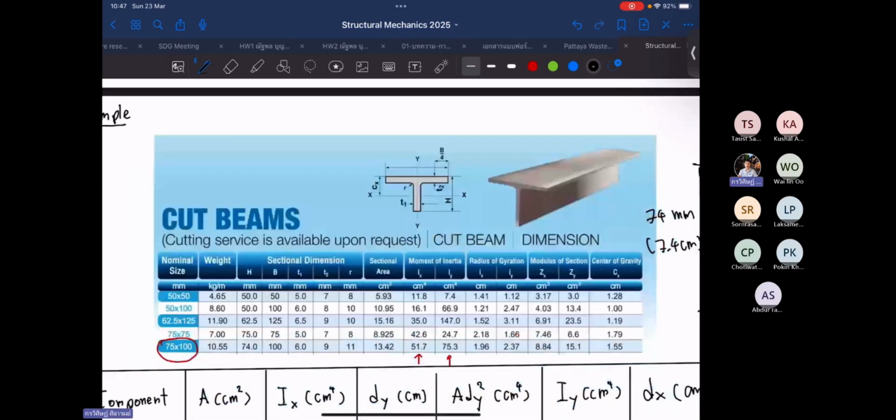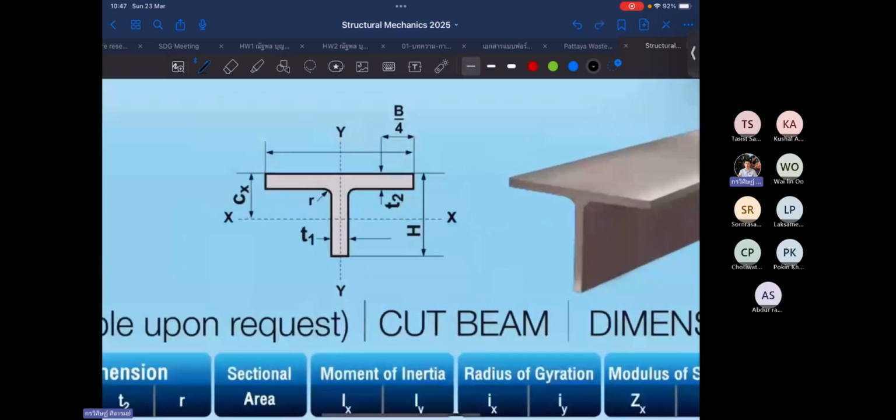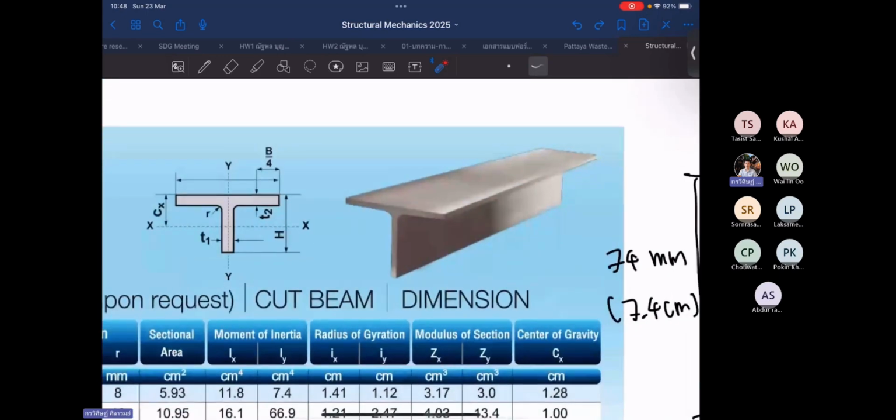As you can see, this shape is symmetric in the y direction, so we can say that the centroid of this shape is on the y-axis. But for the x-axis, it must be a little bit upper from the center of the shape. So we have this distance from the top to the centroid of the shape, denoted as the center of gravity, Cx.